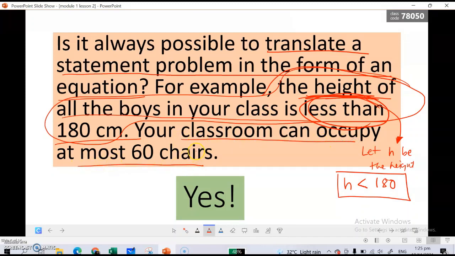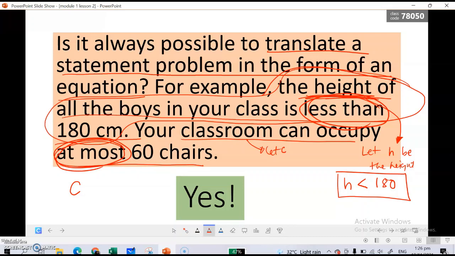Your classroom can occupy at most 60 chairs. So, pwede nating i-let C be your classroom. So, C can occupy at most. Okay, ang Tagalog ng at most, pinakamarami. So, yung classroom daw, magkakasya daw, ang pinakamarami, 60 chairs lang. So, ibig sabihin, 60 chairs na yung pinakasagad. Kung ang chairs ay 61, hindi na kasya yung sobra na 1.